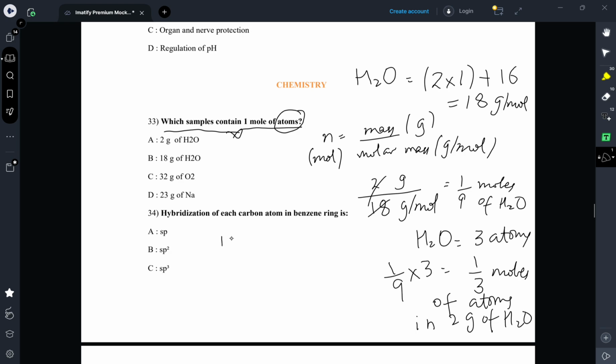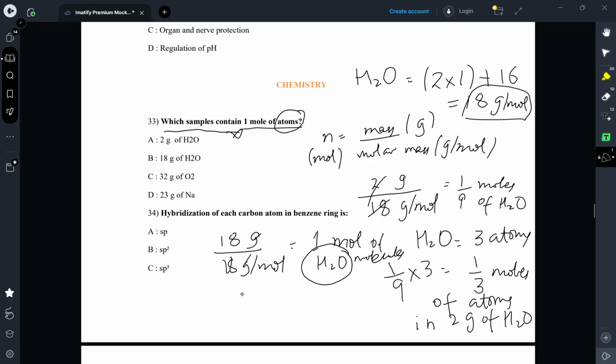Then we do the same thing for the second one, 18 gram. We calculate it here: 18 gram divided by 18 gram per mole, you get 1 mole of H2O molecules. Again, we have to go from molecules to atoms. There are 3 atoms in H2O, so it will be 1 into 3, which is 3 moles of atoms. Which is again wrong because it's not 1.